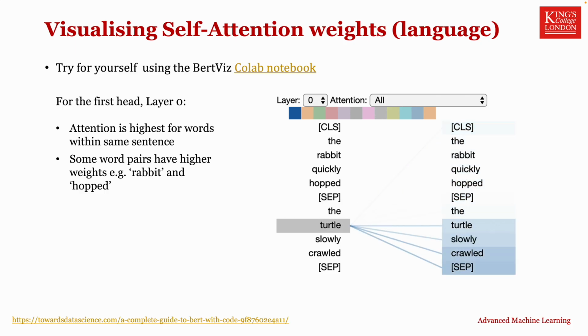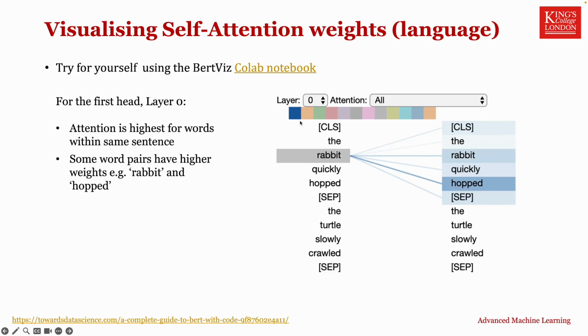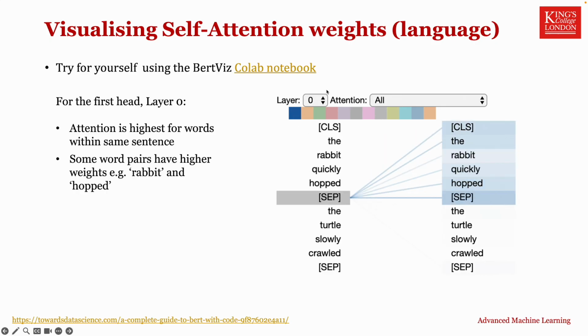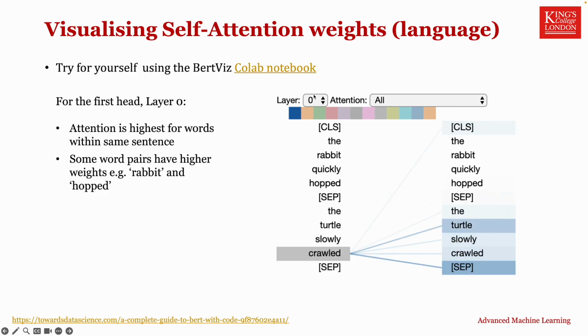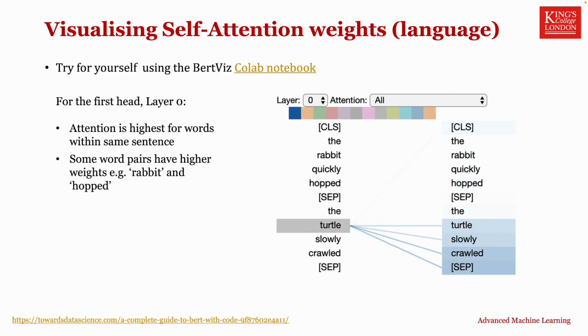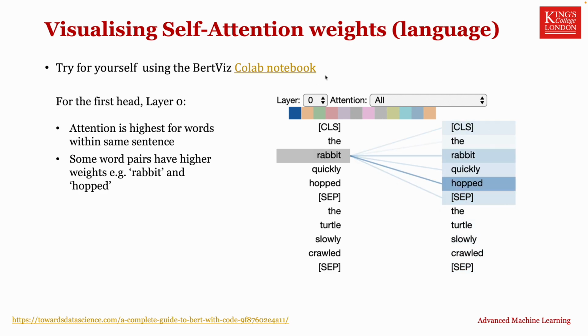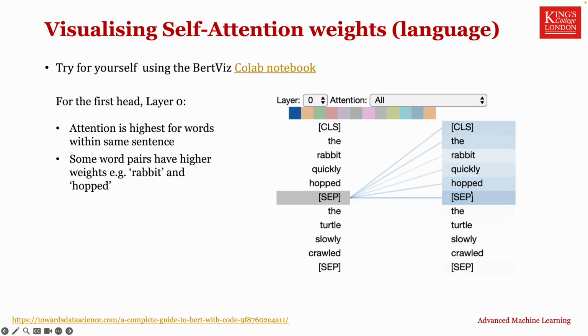So just looking at one example here, they're looking at two very simple sentences, and they're looking at the first head and the first layer of the transformer, so it's learning fairly simple relationships. We see that this particular head is mostly attending to words within a sentence, but it is learning that some combinations of words are more important, like the association between rabbit and hopped, so noun to verb.